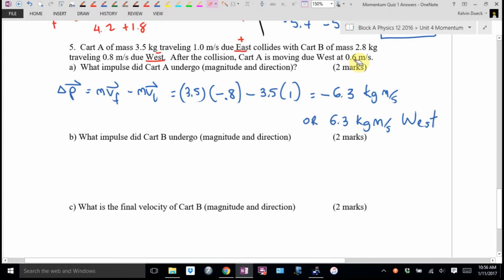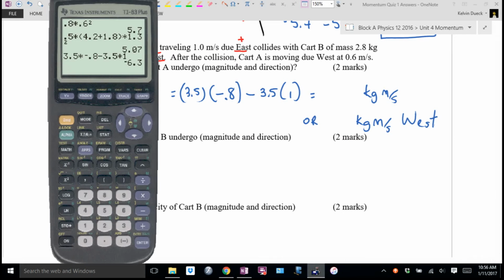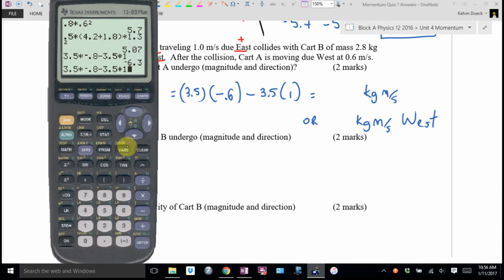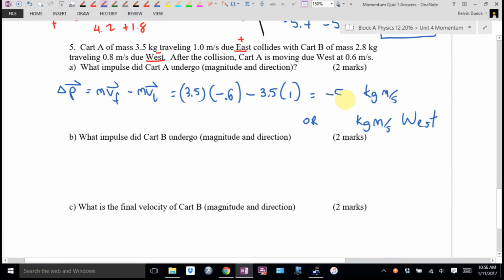Oh, you know what? Hang on. I used the wrong final velocity here. It's not 0.8 west, it's 0.6 west, right? Yeah. Sheesh. Read the question carefully, Mr. Dewick. I did 0.8 again, didn't I? Yeah. 0.6 west. Thank you, Sarah. Negative 5.6? Is that better? Yeah.